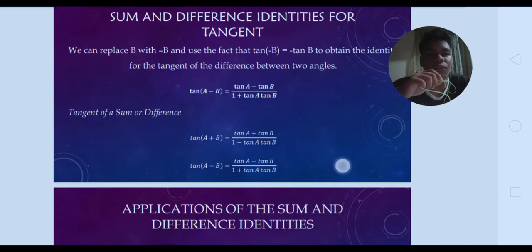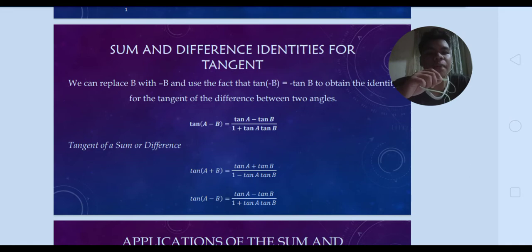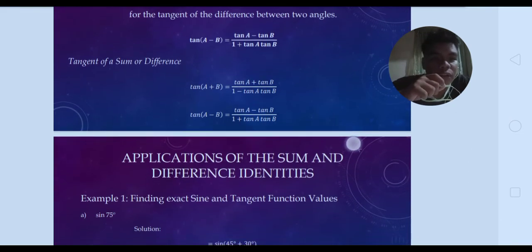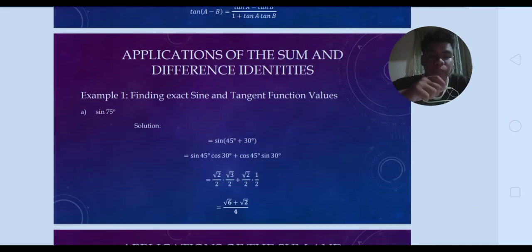We must not forget that the sum identity for tangent is tan of a plus b is equal to tan a plus tan b over 1 minus tan a times tan b. And for the difference, tan of a minus b is equal to tan a minus tan b over 1 plus tan a times tan b.